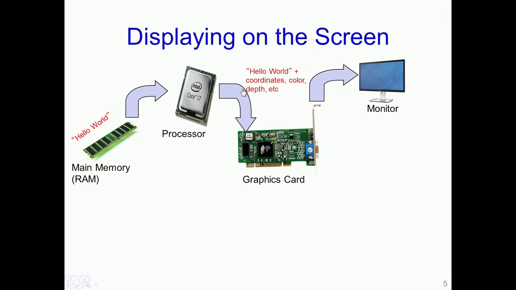For instance, things like the color of the string to be displayed, the xy coordinates on the monitor where the hello world string needs to be displayed, and other monitor specific attributes such as the depth and so on. Now, this string which is copied to the video buffer is then read by the graphics card, which would then display it on the monitor. So, this is the entire process of displaying the string hello world onto a monitor.